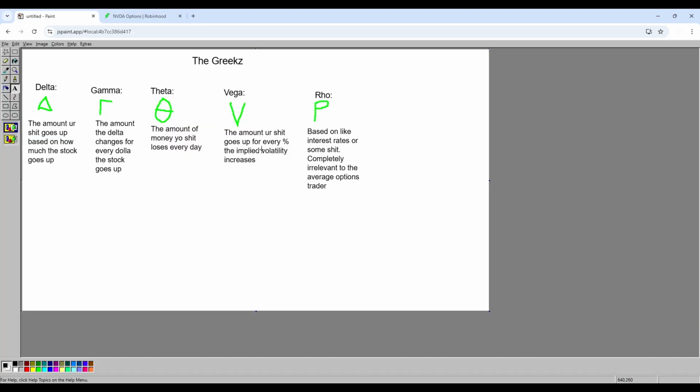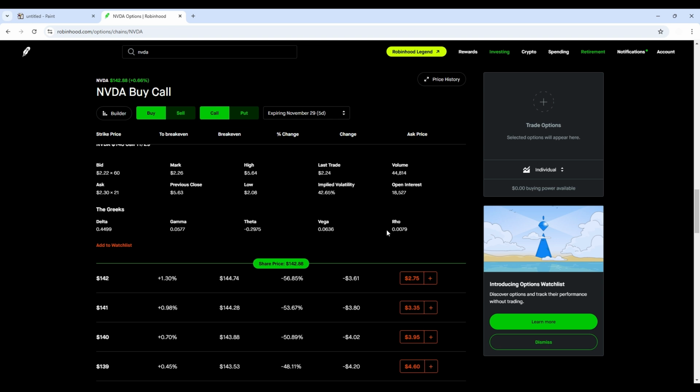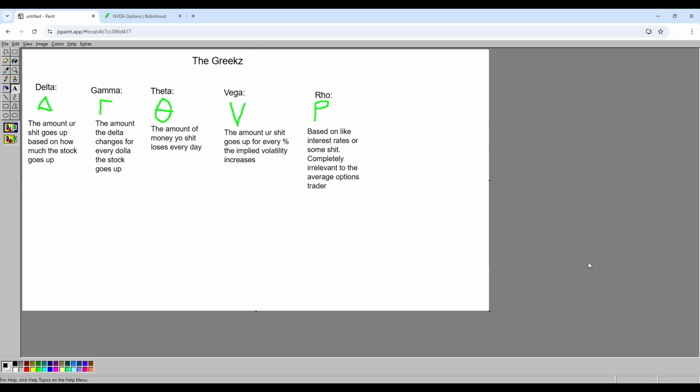Next up we got Vega, and this is the amount that the option goes up for every percentage the implied volatility increases. Essentially, implied volatility is a measure of how likely a stock is going to move significantly in any given time period. If we look at the Vega, it's $6.36 right now. So if implied volatility goes up 1%, this option increases $6.36.